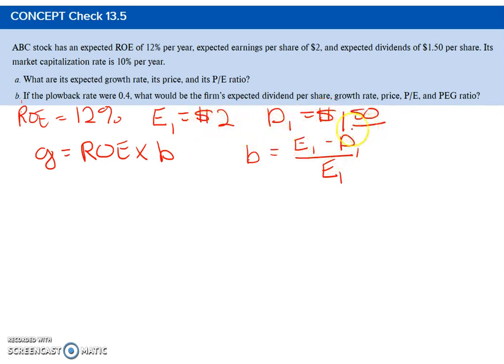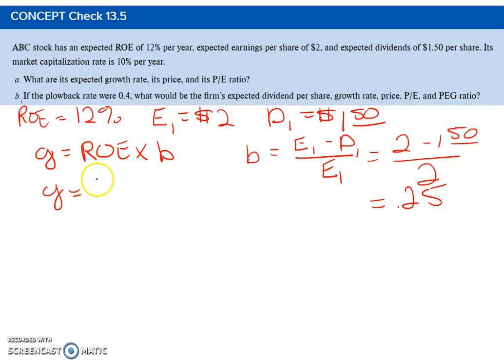So we're paying out $1.50 of this $2, so we got 50 cents left over. So that's 2 minus $1.50 divided by 2. So that's 0.25. So G is going to be 12 multiplied by 0.25, which is 3%. So now we can calculate the price of the stock.